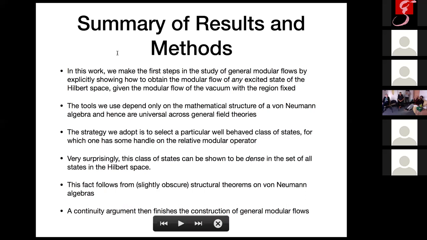The tools that we use are mathematical structures of von Neumann algebra. Since any field theory is characterized by its von Neumann algebra, at least good ones, these results are universal across general field theory. So I'll not assume that I'm working with a holographic field theory or a conformal field theory in the following.